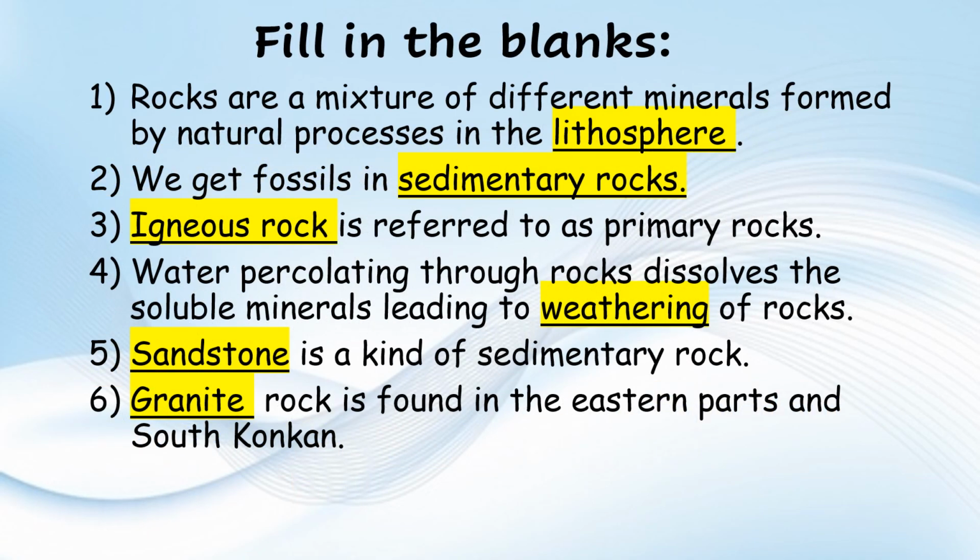Now we come to fill in the blanks, which are again from the lesson and not there in any of your exercises from the textbook questions. So some of the questions are like: we get fossils in what? Only sedimentary rocks. Dash is referred to as primary rock: igneous rock. And dash is a kind of sedimentary rock: sandstone. Dash rock is found in the eastern and southern part, southern Konkan: granite.